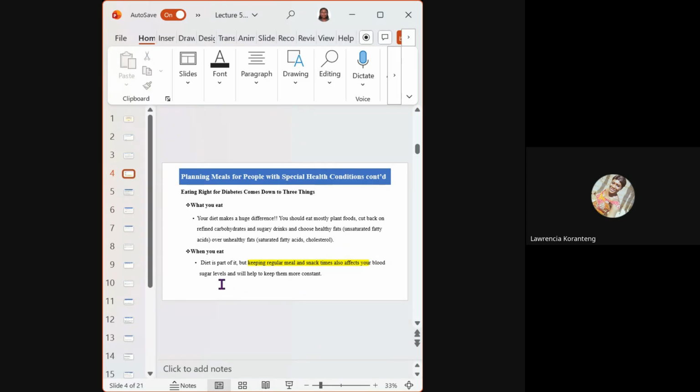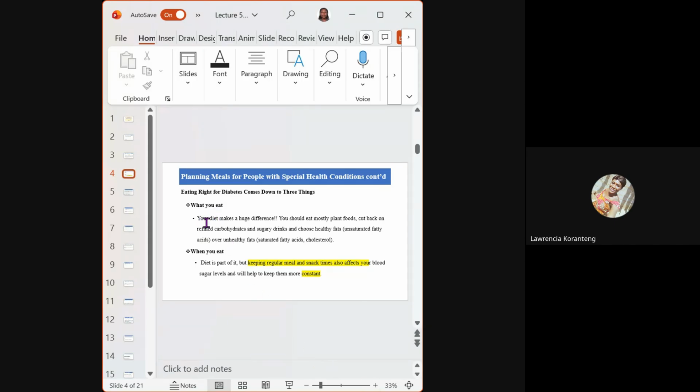Okay. When to eat, it should be regular, and it should be what? Keep it constant. That is the word. Consistent. So whenever you are asked, when should a diabetic person eat? You should eat every day, every time, and then you should make sure that you keep it at a constant time.